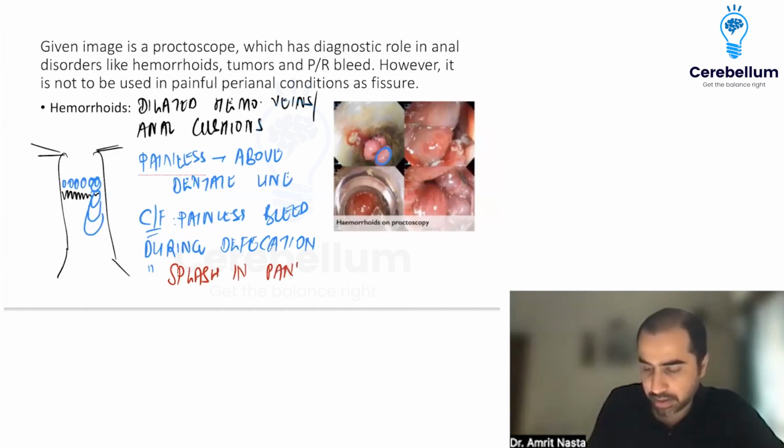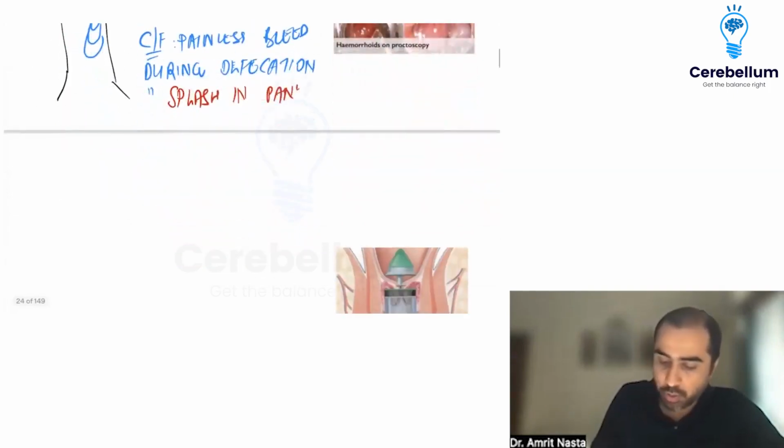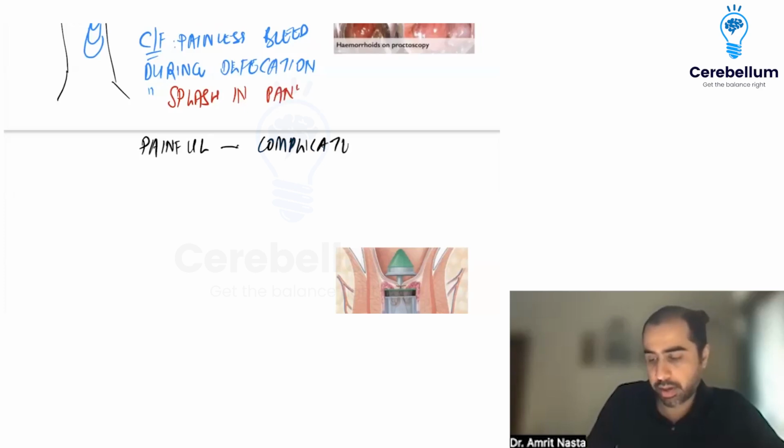And it will be painless. Normally it will be painless. It will become painful only when it is complicated. So if the hemorrhoid is painful, that means it is complicated or thrombosed. Right? Complicated or thrombosed.